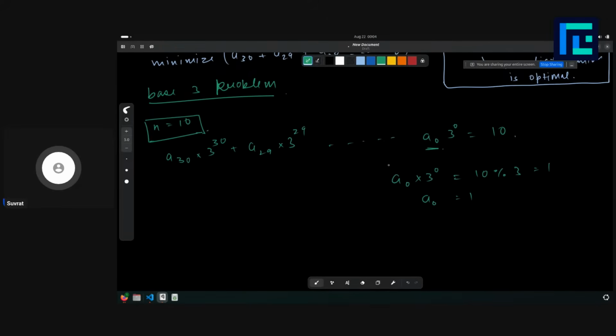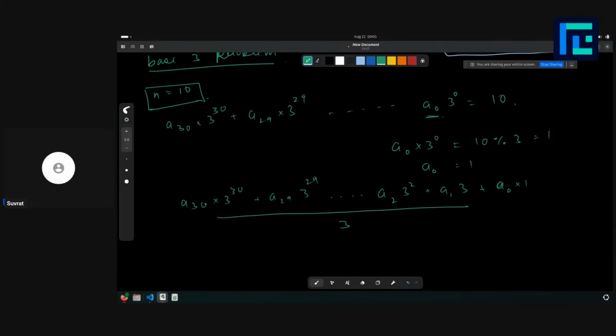Now we need to find a1. So what we can do is divide this whole equation by 3, floor division by 3. So what happens when I do floor division by 3? Let's do a2 times 3 squared plus a1 times 3 plus a0 times 1. If I do floor division by 3, all of these terms would give me an integer. Actually, let's just for now do normal division. We'll do floor after this.